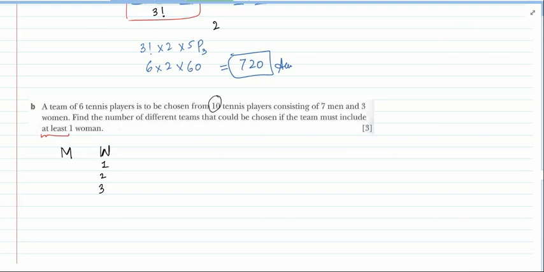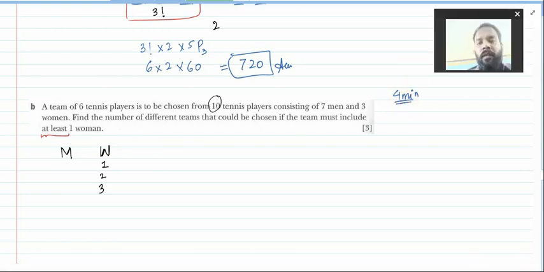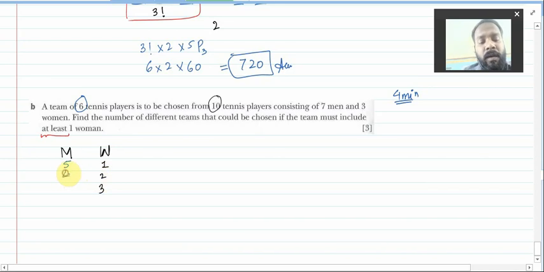So you need to give it a try first by yourself, and to attempt this question you have a time of 4 minutes. I think that it is quite enough for this one, so start. Alright class, so for the first case, if we have 1 woman, we need to pick 5 men. Why? Because we need to make a team of 6 tennis players. If we have picked 2 women, we need to pick 4 men, and if we pick 3 women, we need to pick 3 men.